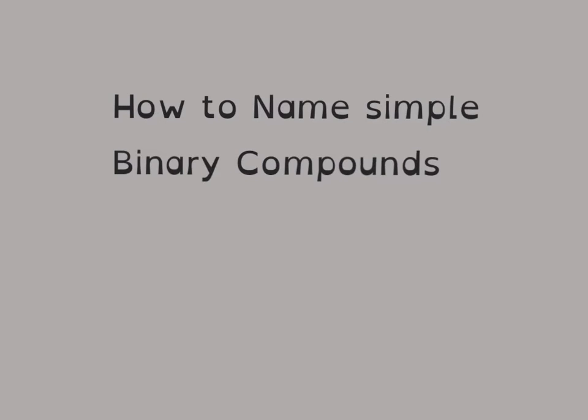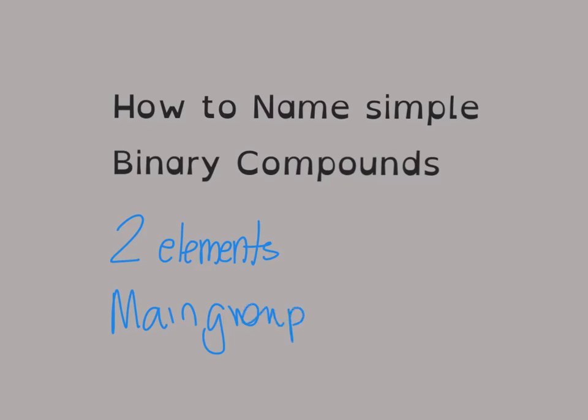In this screencast, we're going to learn how to name simple binary compounds. A binary compound is made of two elements, and we are going to focus on the main group. So they are just in the S and the P sections on the periodic table. Okay, so we're going to look at very basic, nothing exceptions, just regular binary compounds.